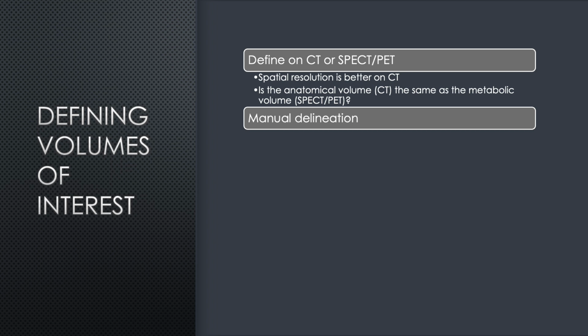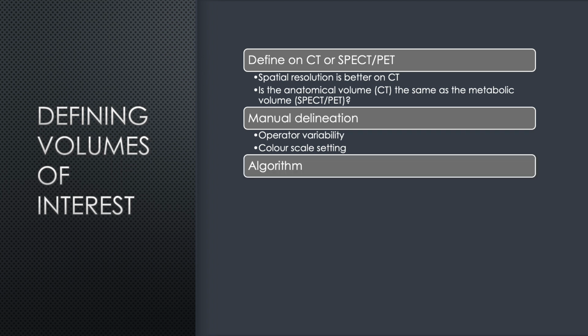We can ask our nuclear medicine physicians and radiologists to manually delineate the area we're interested in, but we know that that comes with variability across operators. And we also know, depending on how the colour scale is set, we can get quite different results, so we have to be mindful of that too.